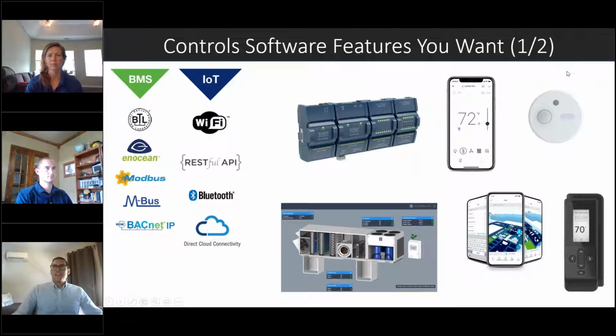You guys have anything you want to add onto this specific slide with the technology?